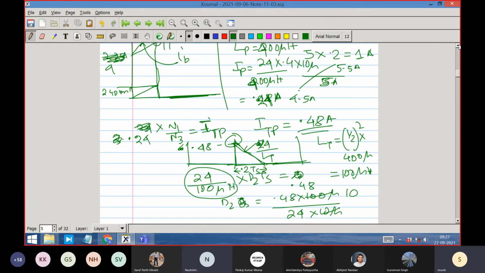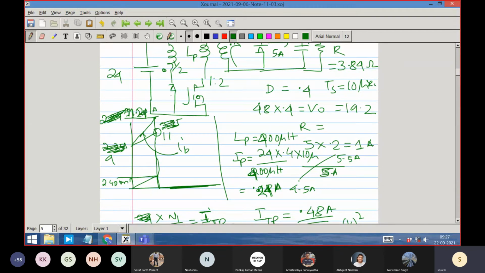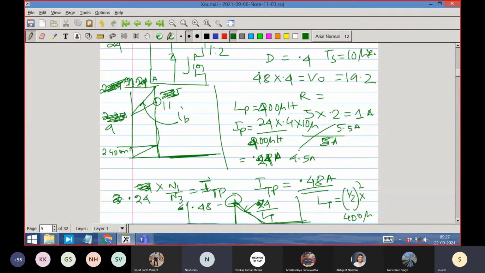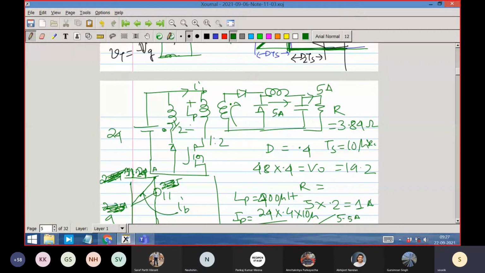Yes, how did we get the value of IP? IP is the peak value of the magnetizing current, right? Peak value of the magnetizing current. Magnetizing current was how much? 24 by 400 microhenry into 0.4 into 10 micro. Because during the on time the voltage across this LP is how much? VG. Yes. LP I have assumed to be 400 microhenry. That is the magnetizing inductance of the primary coil, or inductance of the primary coil.